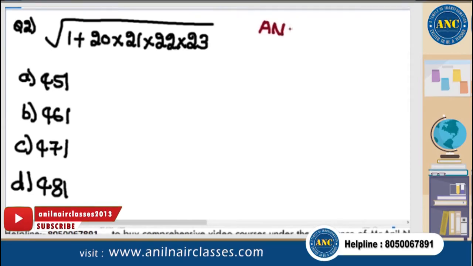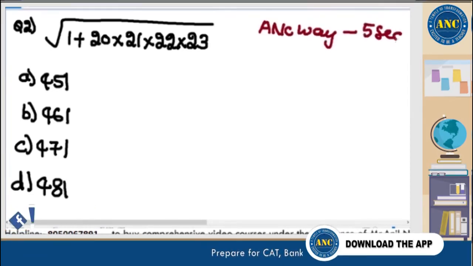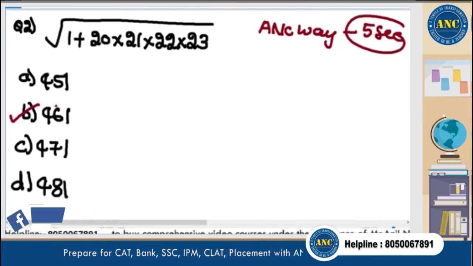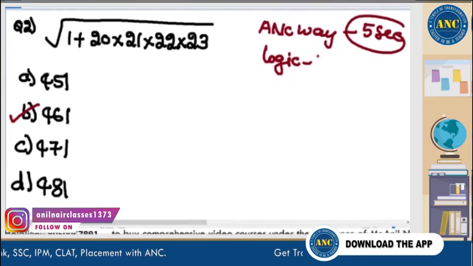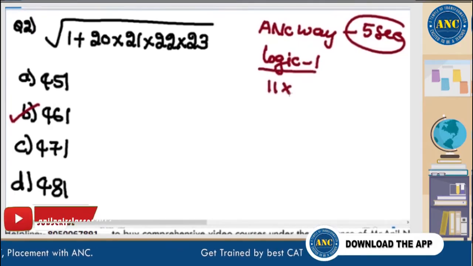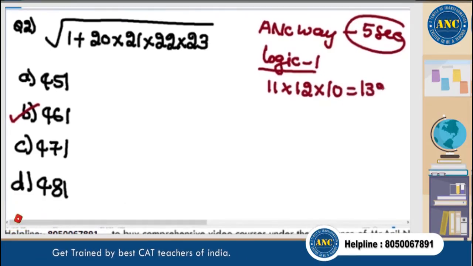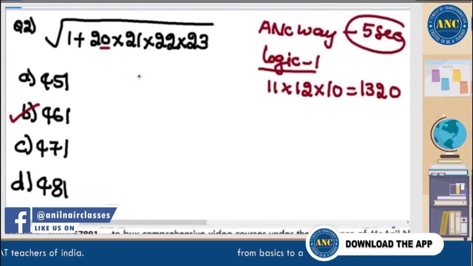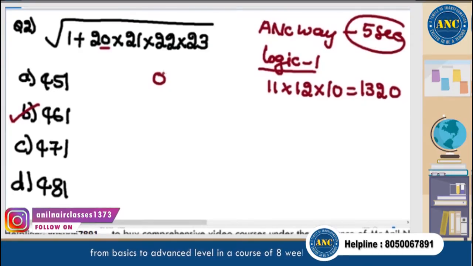If I solve this question, it takes 5 seconds for me. The answer is directly 461. The logic is like this. Logic 1: suppose it is 11 into 12 into 10, which is nothing but 1320. Any number multiplied by 10, like 20, is a multiple of 10, so the unit digit will be 0.